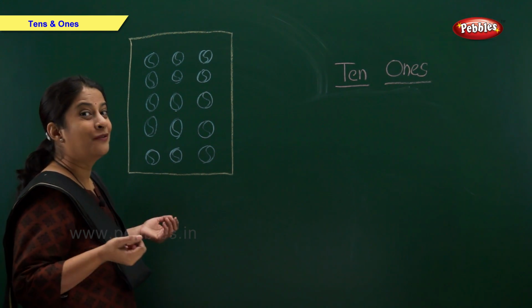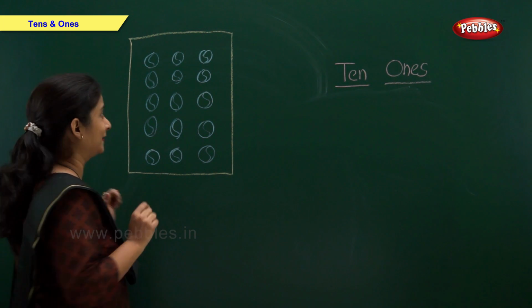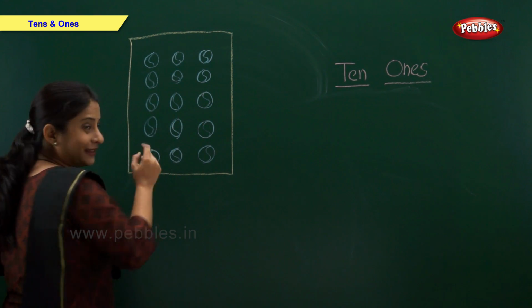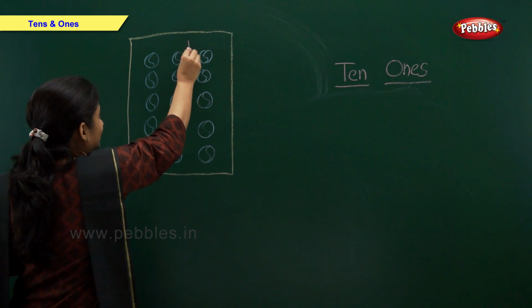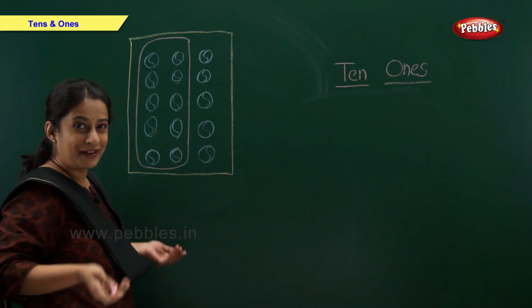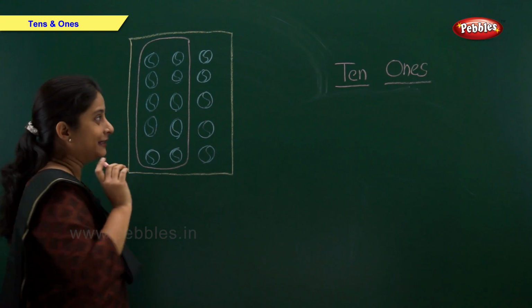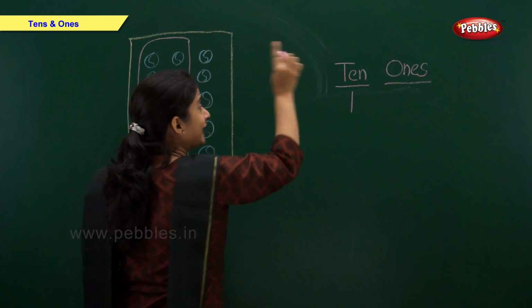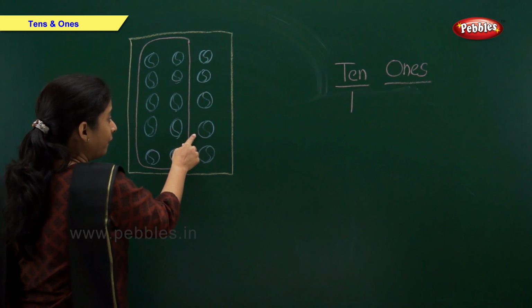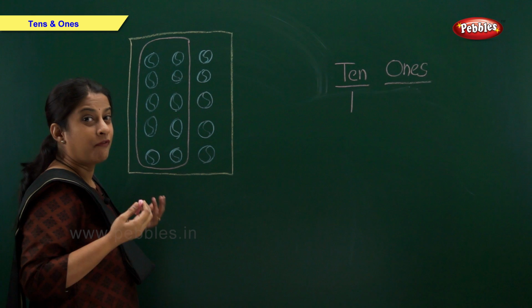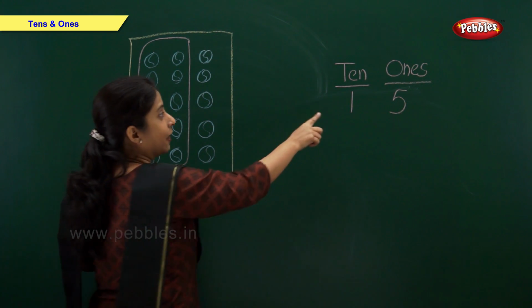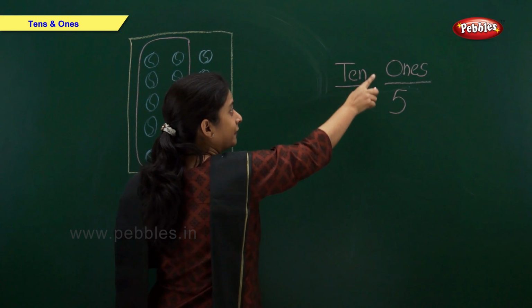Let's make a group of 10 and write the numbers. We have a box full of balls. Let's count and make a group of 10. 1, 2, 3, 4, 5, 6, 7, 8, 9, 10. Let's make a group of 10. So, how many groups of 10 do we have? We have one group of 10. So, let's write 1 ten. And now, there are a few remaining balls. Let's count. 1, 2, 3, 4, 5. We have 5 ones. A group of 10. 1 ten, 5 ones.